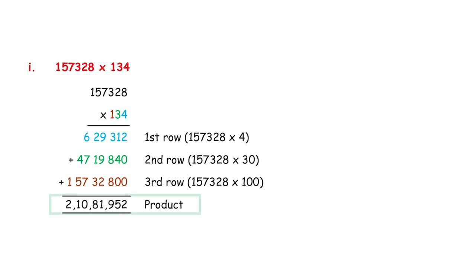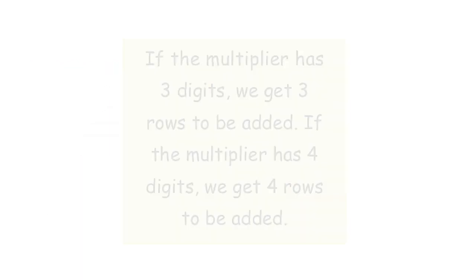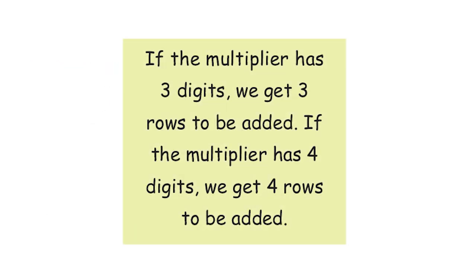When you add it, the product is 210,81952. So 134 bikes would cost 2 crore 10 lakh 81,952 rupees. Remember, if the multiplier has 3 digits, like how 134 has 3 digits, you get 3 rows to be added. If the multiplier had 4 digits, you get 4 rows to be added.